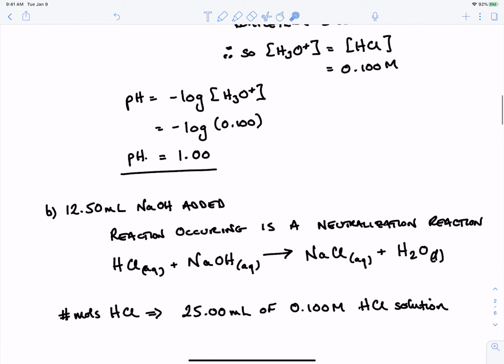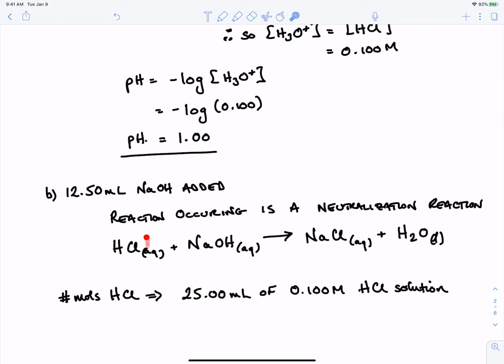The good thing to do is to write down what reaction is actually occurring, and it's a neutralization reaction. We have hydrochloric acid in the flask, and we're adding sodium hydroxide. An acid plus a base is going to give us salt and water. Hopefully we can see that there's a 1-to-1 relationship between the acid and the base, because this is a monoprotic acid and this is a strong base.